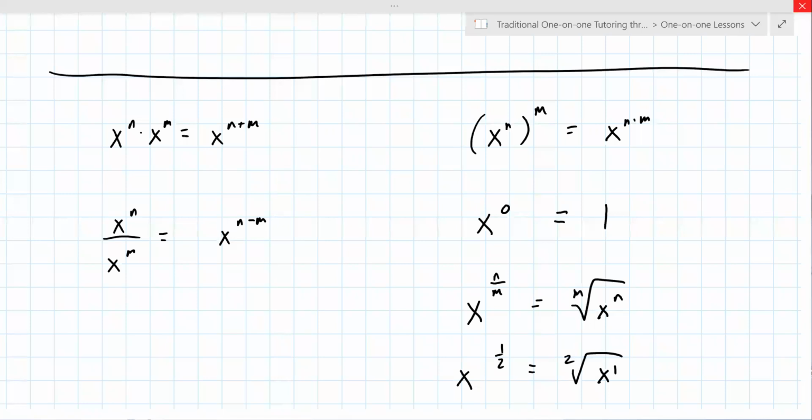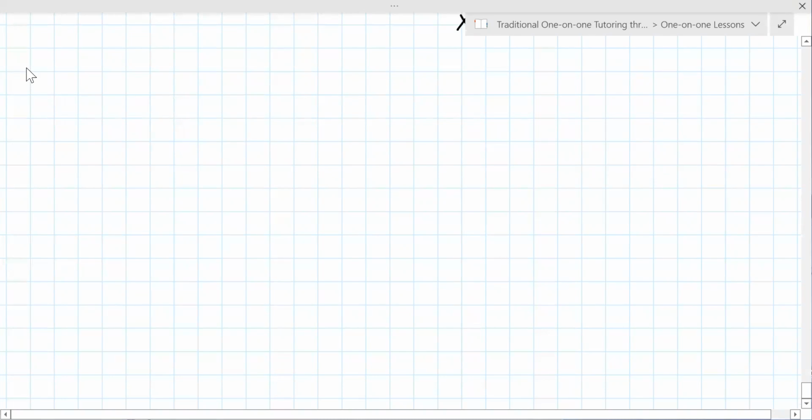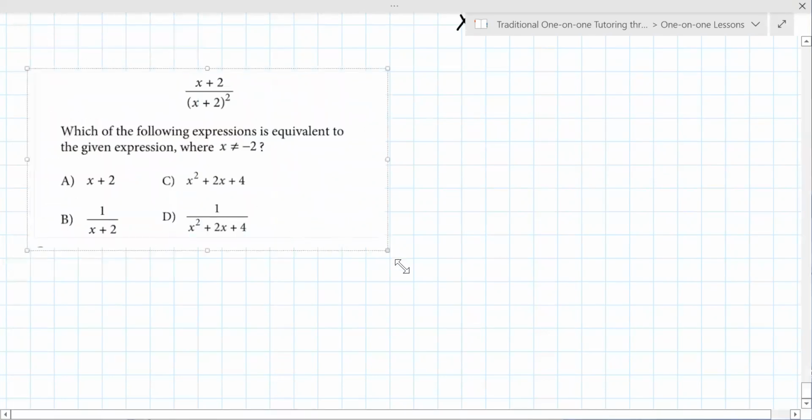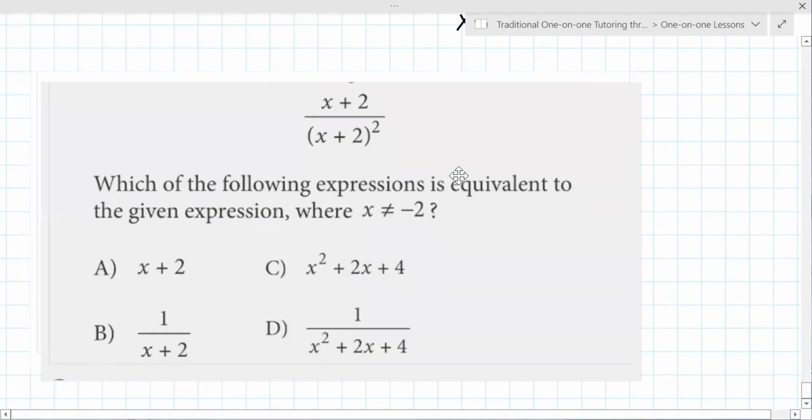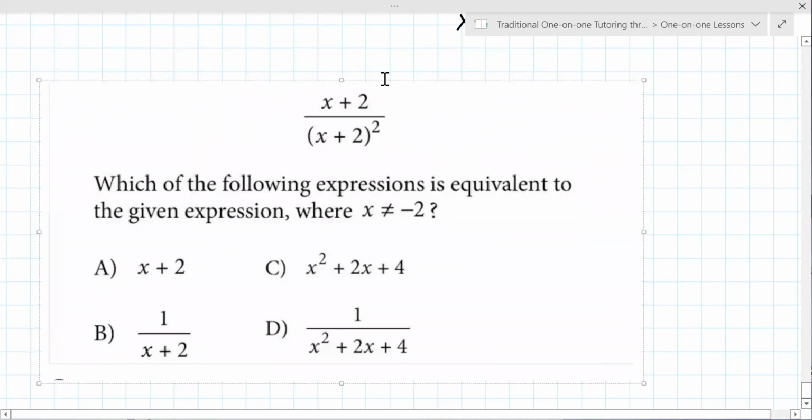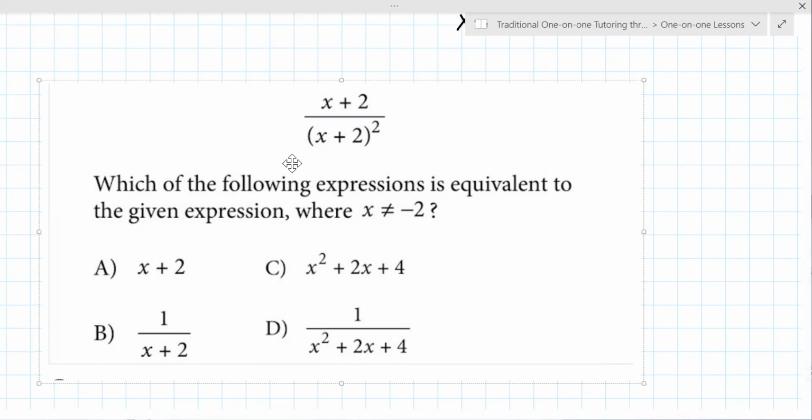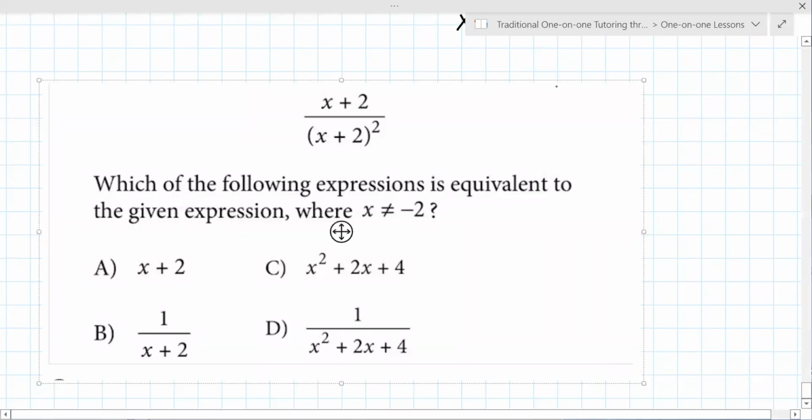Okay, you ready to do a good 10 minutes here? Yep. All right. So new question, it is related to all the other ones that we've done. X plus 2 divided by the quantity x plus 2 squared. Which of the following expressions is equivalent to the given expression where x does not equal -2? Go ahead and give this a try. And if you get the right answer, we'll maybe do one like it. If you don't get it, I'll give you a reduced problem here to look at.